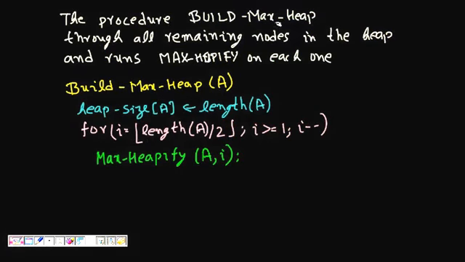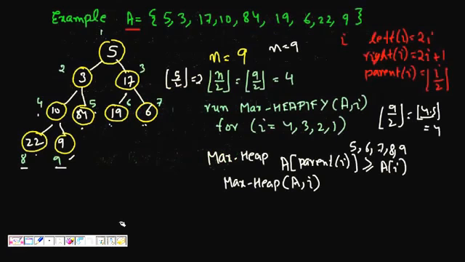So the procedure build max heap, we run it through all the remaining nodes in the heap and run max heapify on each one. So build max heap A: heap size is equal to length of A. Then for i equal to floor of length of A by 2, because this is the node which has leaves, and i greater than or equal to 1, we call the function max heapify A, i. Now let's see this with this particular example.